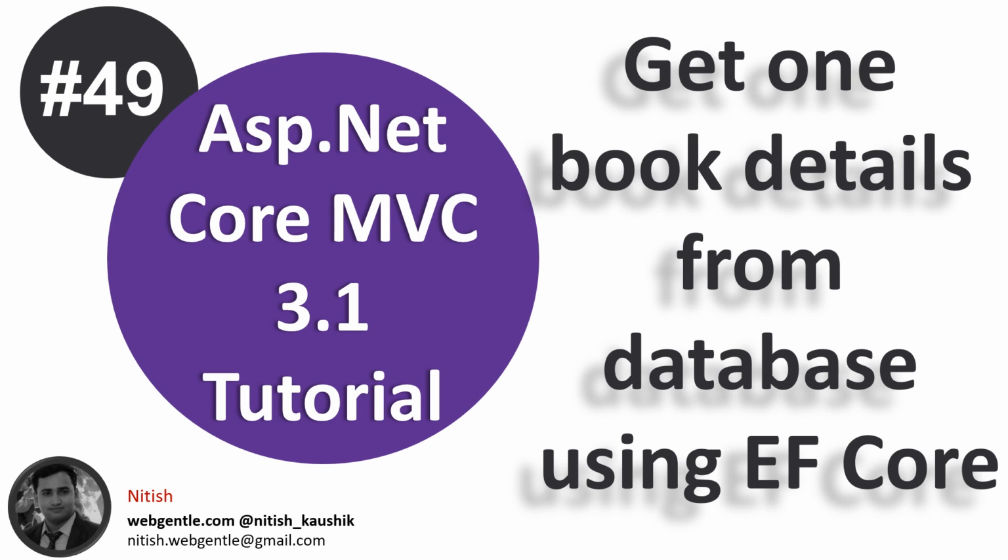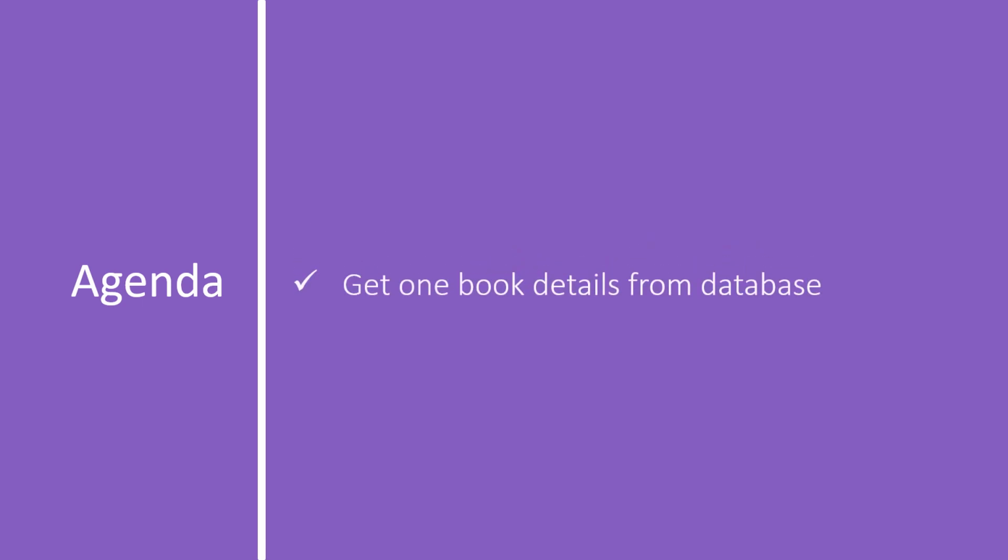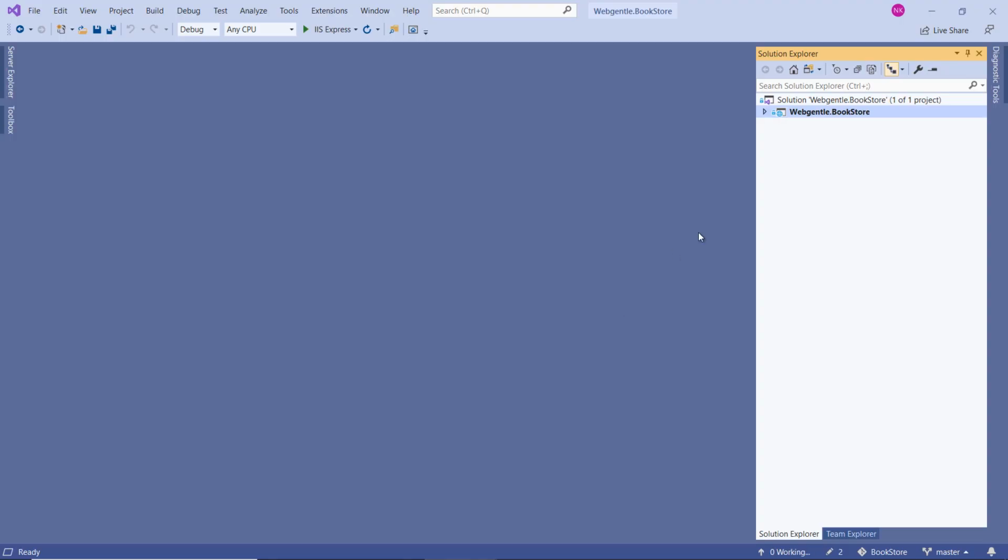By now in this tutorial, we are adding a new book, we are getting the details of all the books. Now in this video, we will learn how can we display the details of one single book. Let's learn how can we get the details of one single book from database. So we are back to our bookstore web application and let's open the repository method.